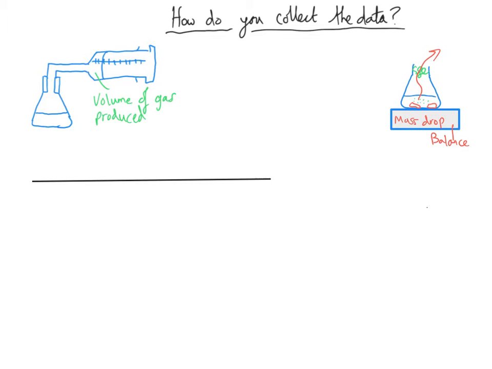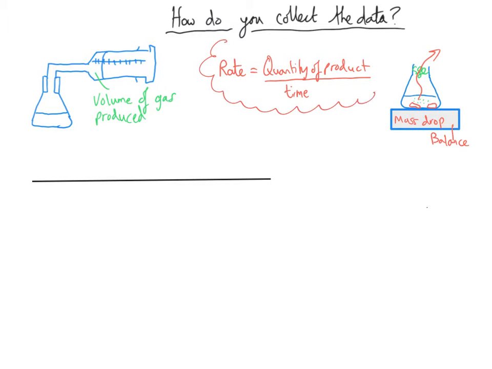But what both of these techniques have in common is that they both use the same equation for working out rate of reaction. So the rate of a reaction is the quantity of product divided by the time it took to make that product. Alternatively, we could consider it to be the quantity of reactant that got used up divided by the time it took to use up that reactant. But essentially we're doing the same thing. We're taking the quantity of substance used or made and dividing it by time.